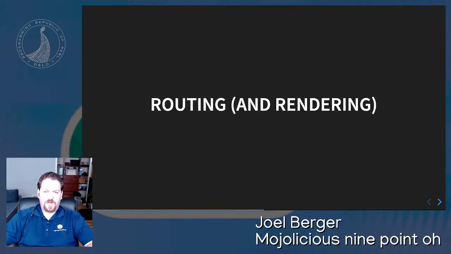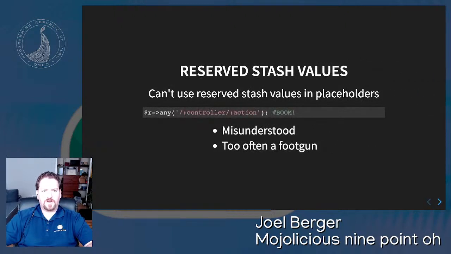Some changes in routing and a little bit in rendering. A big change that some people will notice is you can no longer use reserved stash values in your placeholders. So if you wanted to route to / the controller name / the action name, we no longer allow that. And the biggest reason is, while a few people understood how to do that, even if you understood how to do it, you probably weren't doing it quite right, and you were leaving yourself open to some security vulnerabilities. We never really encouraged this in the last several releases, but we finally made it an error. You can't even do this.